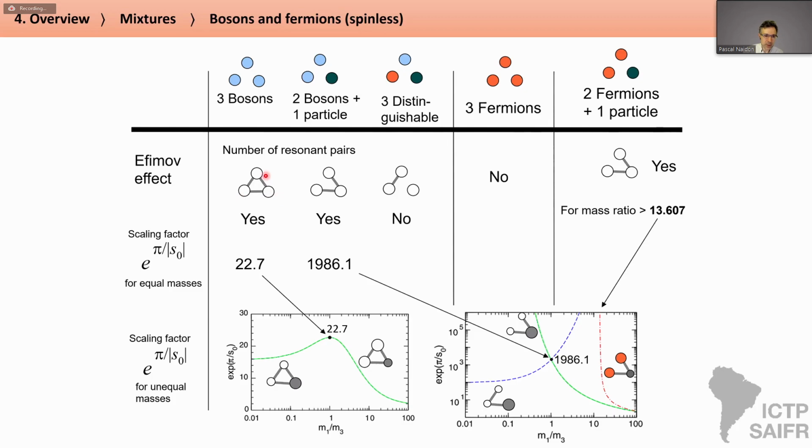Of course, the best situation is when we have three resonant interactions. In that case, the scaling factor, as we've seen, is 22.7. However, when we have only two resonant interactions, the scaling factor is much larger, close to 2000. That means that if you have a ground state, then the excited state has an energy which is 2000 squared smaller than the ground state. That makes it very difficult to be observed.